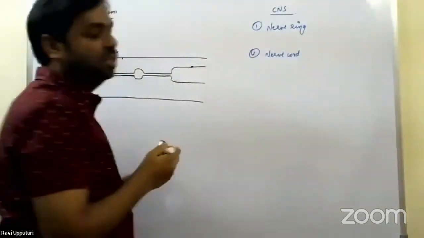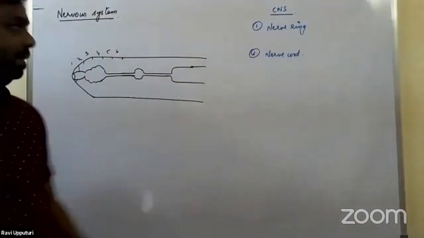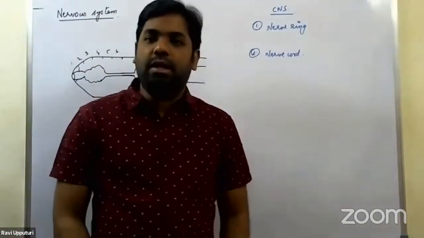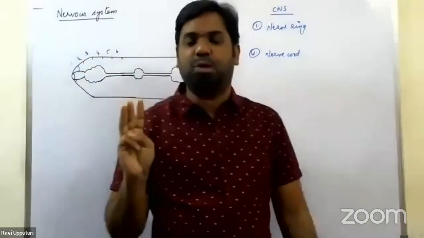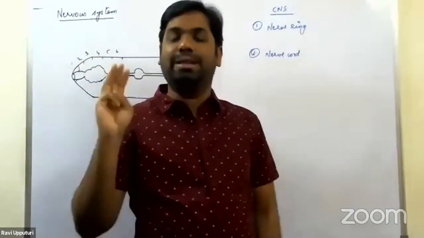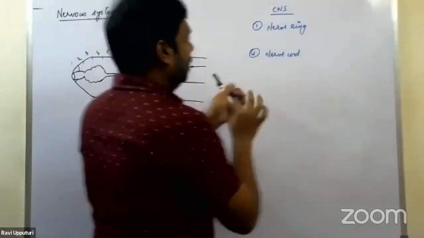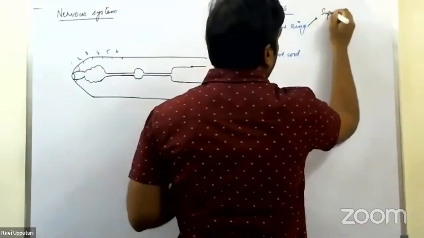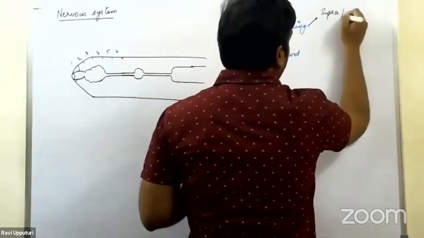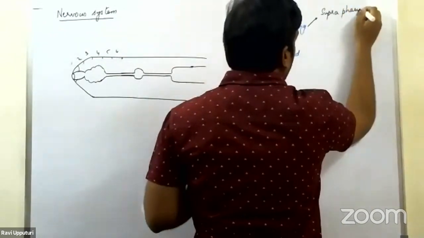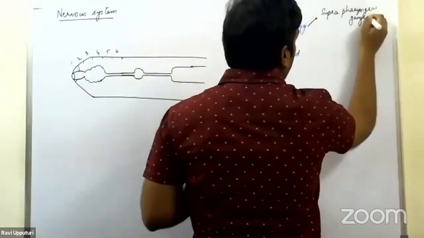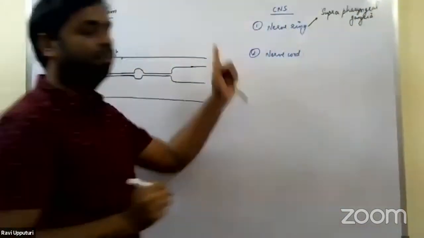Now, when we talk about the nerve ring, where exactly is it present and how is it formed? The nerve ring is actually formed by three structures. Let us see what those three structures are. The first one is called the suprapharyngeal ganglia. This is the first structure which would form the nerve ring.